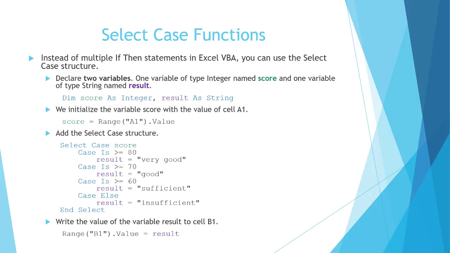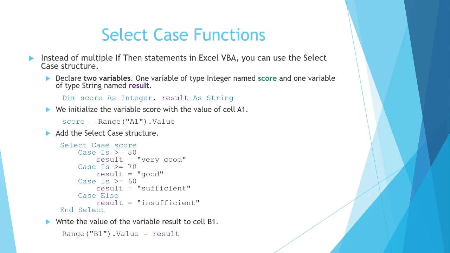The result, which I've already defined as a string, is going to equal very good. If the case is greater than or equal to 70, then the result is going to be good. Greater than or equal to 60, sufficient. And then case else is basically the catch-all of everything that isn't in one of my other conditions, and for that one, it is insufficient.